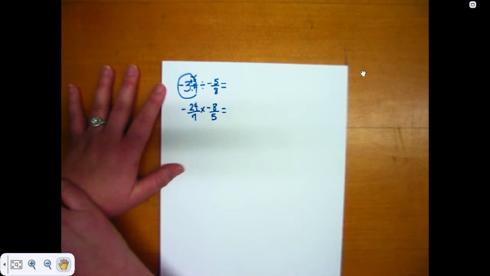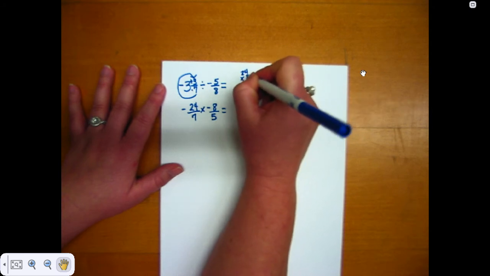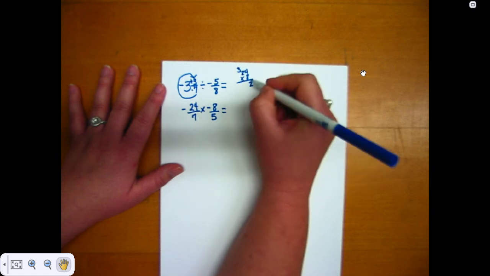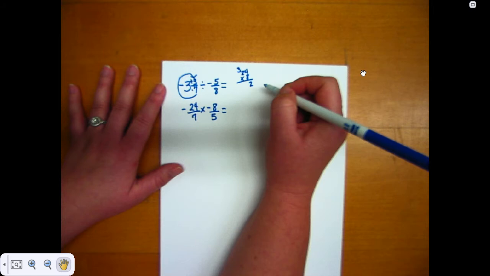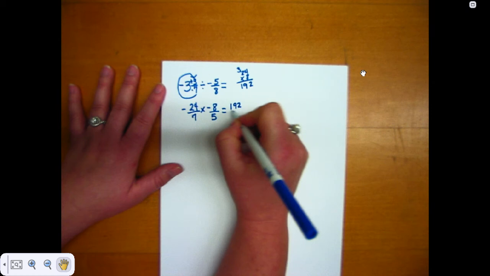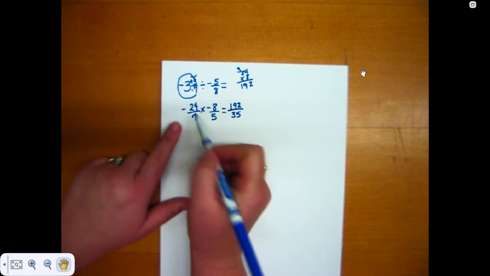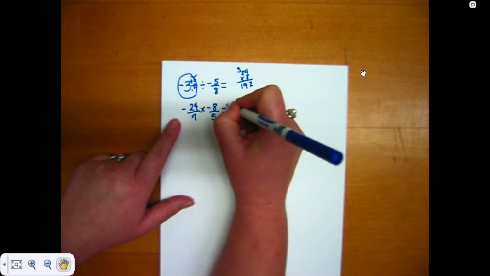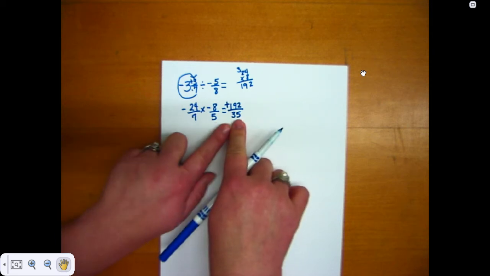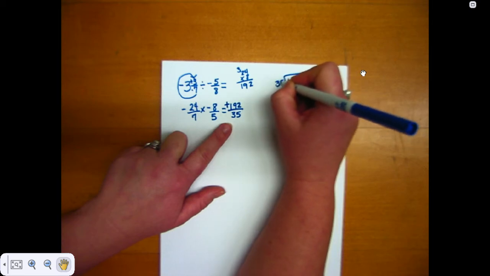Now all I need to do is multiply across the top. I do not know what 24 times 8 is, so I'm going to write it up here like this and do it. 8 times 4 is 32, carry my 3. 8 times 2 is 16, and 16 plus 3 is 19, so I get 192. And then 7 times 5 is 35. I go back and I look at my signs. A negative times a negative equals a positive, so my answer is positive. Now it is an improper fraction, so I need to divide 192 divided by 35.